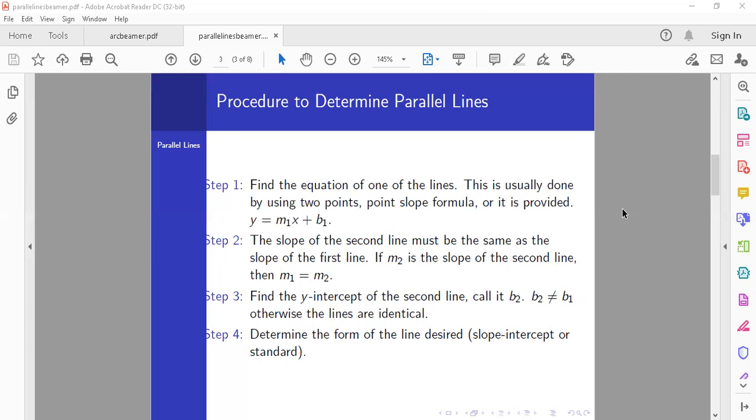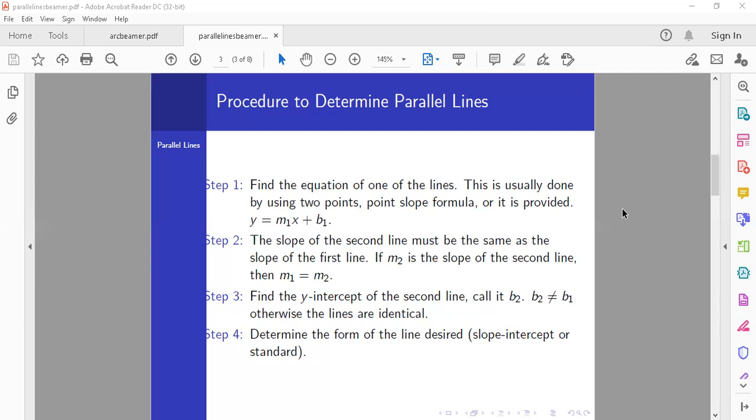The second step is that the slope of the second line must be the same as the slope of the first line. So if m2 is the slope of the second line, then m1 has to be equal to m2. This is just part of the conditions. Having the same slope is not quite enough to guarantee a parallel line, and that comes in with step 3. In step 3, you want to find the y-intercept of the second line, and we'll call it b2. b2 cannot be equal to b1, otherwise the lines are identical. Remember, they already have the same slope.